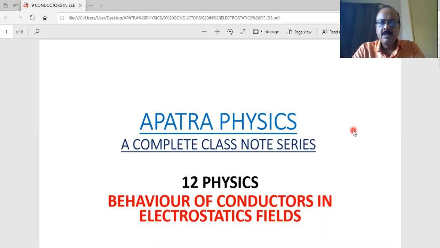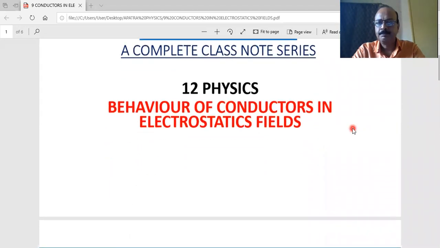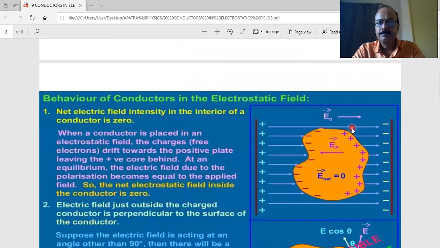Today's topic is behavior of conductors in electrostatic field. Net electric field inside of a conductor, that is, net electric field intensity in the interior of a conductor is zero.